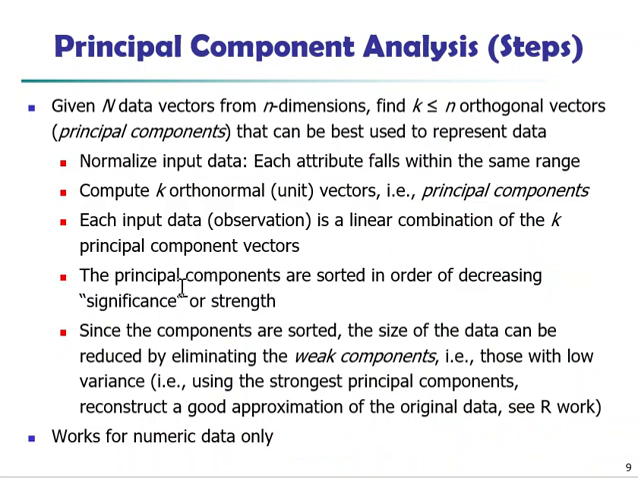And I mentioned earlier, the principal components that are obtained are sorted in the order of decreasing significance or strength. The strength is measured by loading, so the amount of variance explained by this component. Because the components are sorted, we can actually decide to drop certain components and reconstruct our data. And this data is going to have a smaller dimensional space.